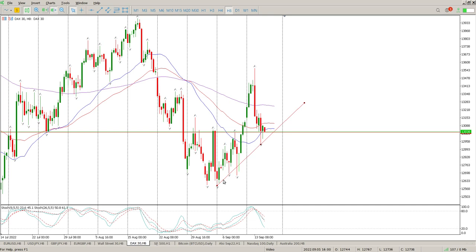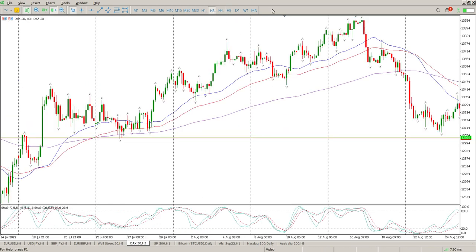Okay, so that is the first two touches of the trend line, and you can see we touched it, almost touched it here. So that is a fairly strong trend line. We're in a bit of a triangle, which I'll show you now in the lower time frames.